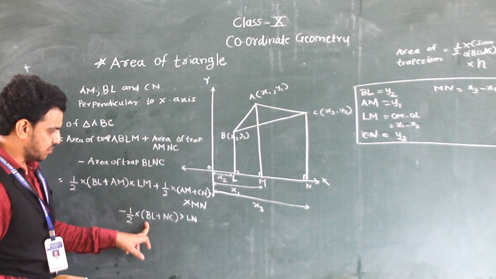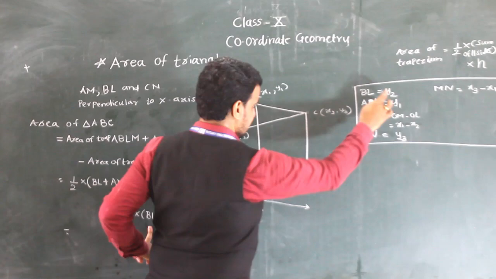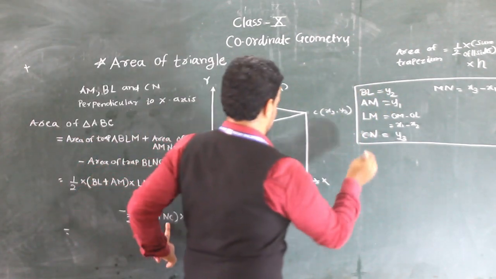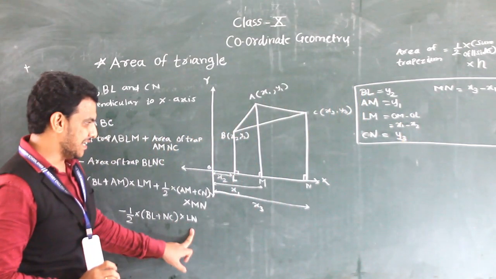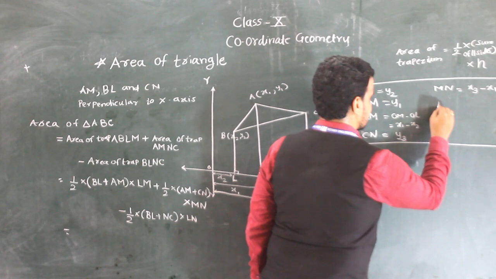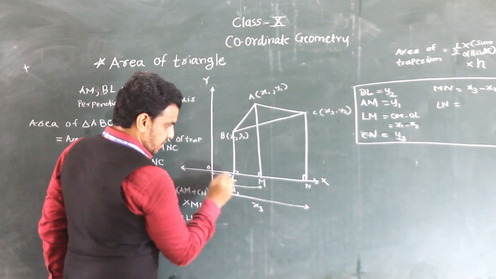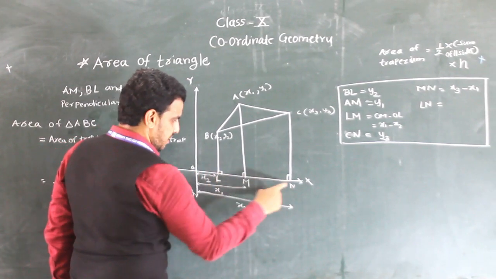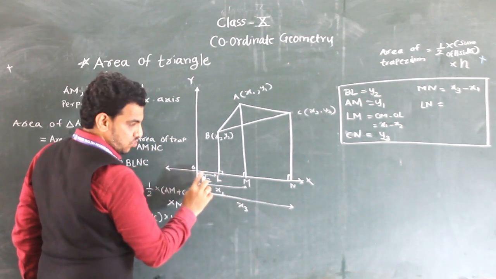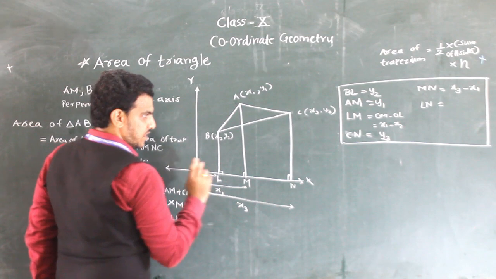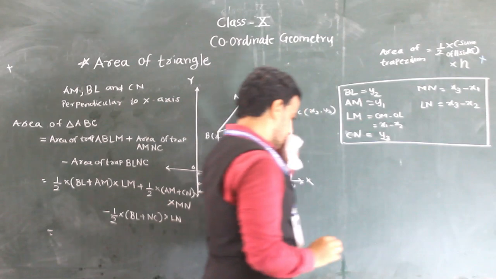Next, that is BL, NC and LN. BL we already wrote, that is y2. NC or CN, here we wrote y3. And the LN distance, we have to find the LN distance. LN is equal to ON minus OL. So ON is equal to x3, OL is equal to x2. So the LN distance is x3 minus x2. LN is equal to x3 minus x2.